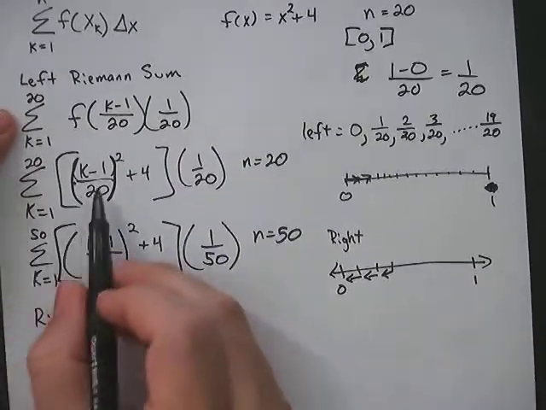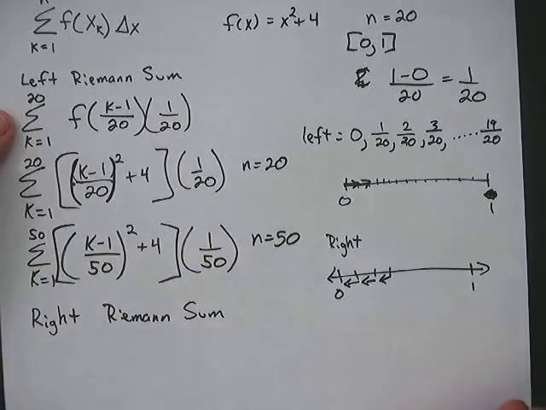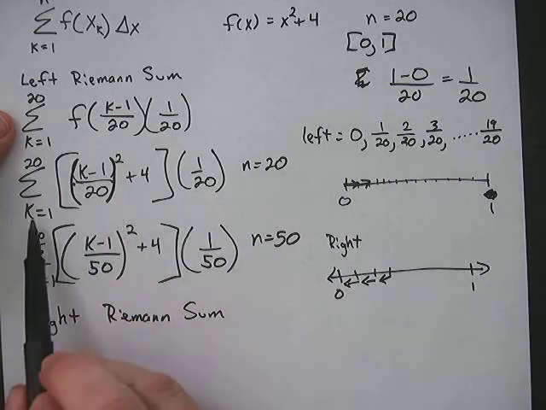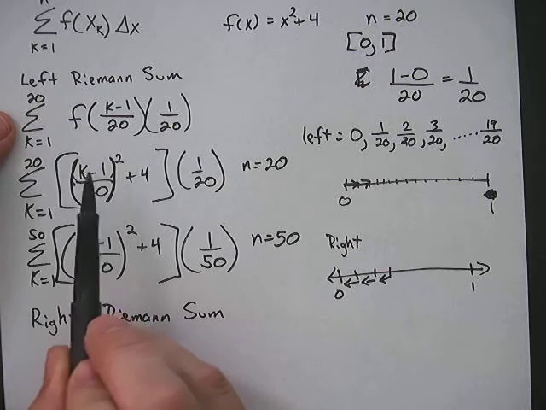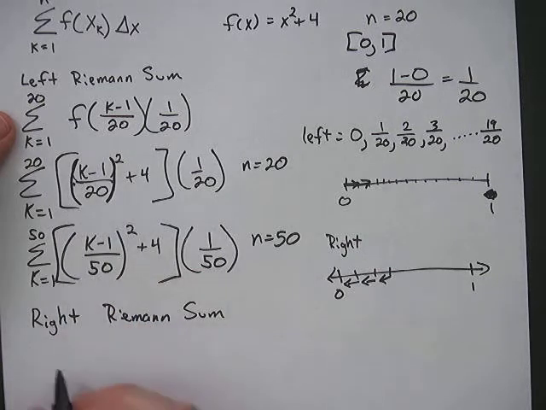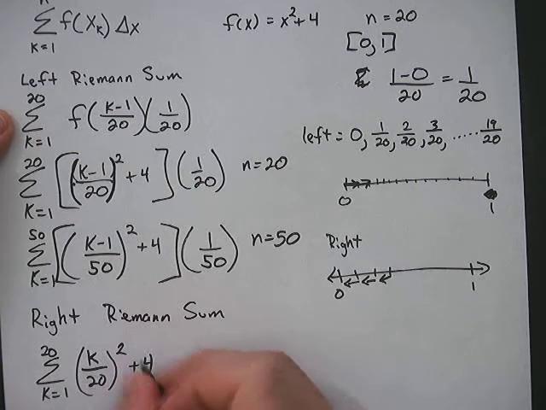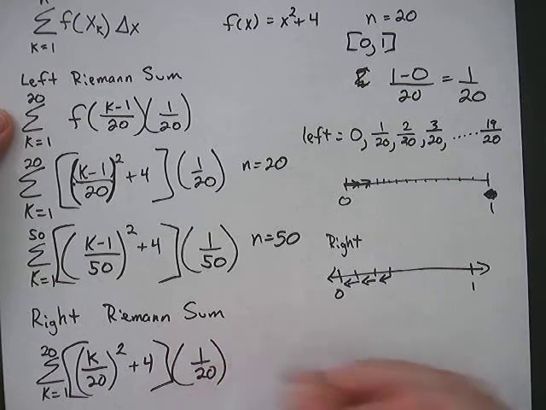So we have to slightly change this formula to recognize that we're not starting at 0. We don't want our first one to start at 0, so we no longer need the k minus 1. The k minus 1 was there so that when we plugged in 1, we got a 0. But we don't need a 0 anymore. We need a 1 on top. We just need the k. So we have the sum from k equals 1 to 20 of k over 20 squared plus 4, and that's still multiplied by 1 over 20, which is our delta x.